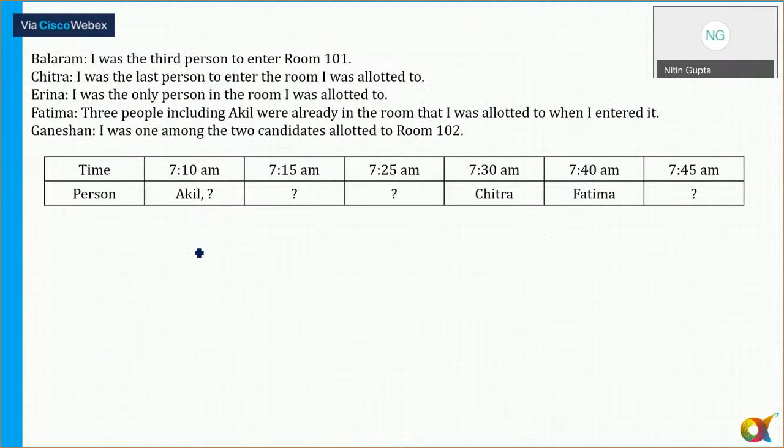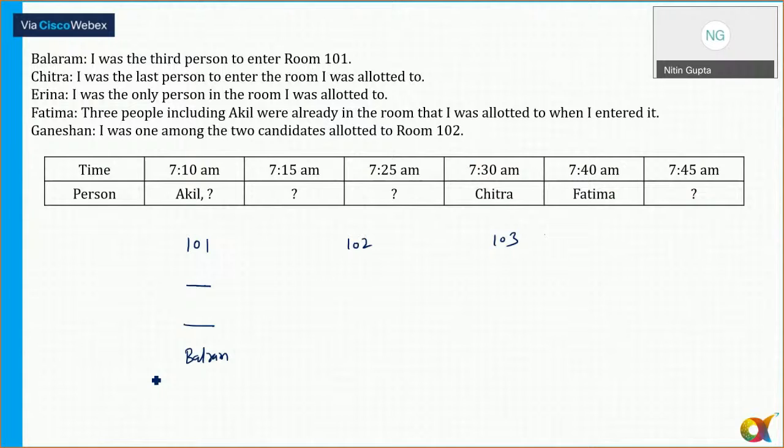So I'll say there is room number 101, room number 102, and room number 103. First, Balram says, I was the third person to enter room number 1. So before Balram, there are 2 more persons who have arrived. So Balram is the third person to arrive here. Okay. And Balram arrived at what time? We have no idea. So I'll leave that here. Okay. So room number 1, definitely minimum 3 persons.